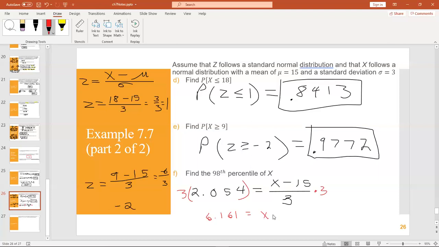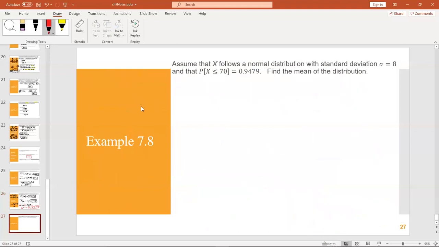That's equal to x minus 15. So then you would add 15 here. And when you do that, you will get an x equivalent to 21.161. So then that would be the x value that would give you the 98th percentile. And again, you could find that directly just using the inverse norm. You can put in 0.98, give it the mean, give it the standard deviation. It'll give you the same thing. That's just doing it in terms of z-scores.